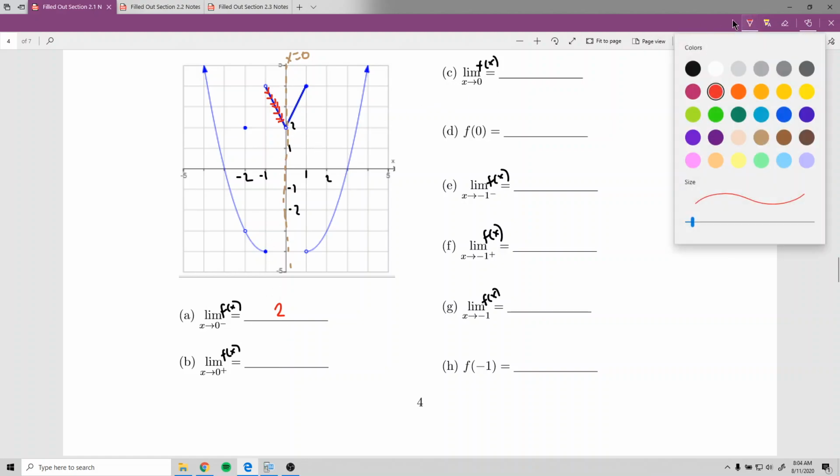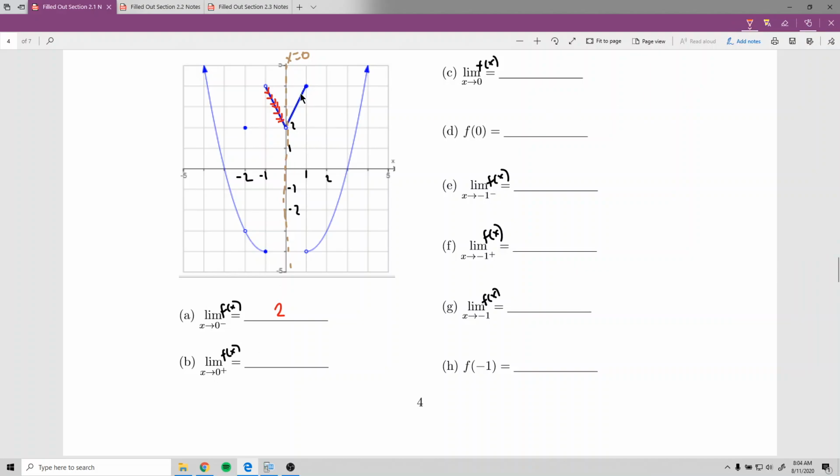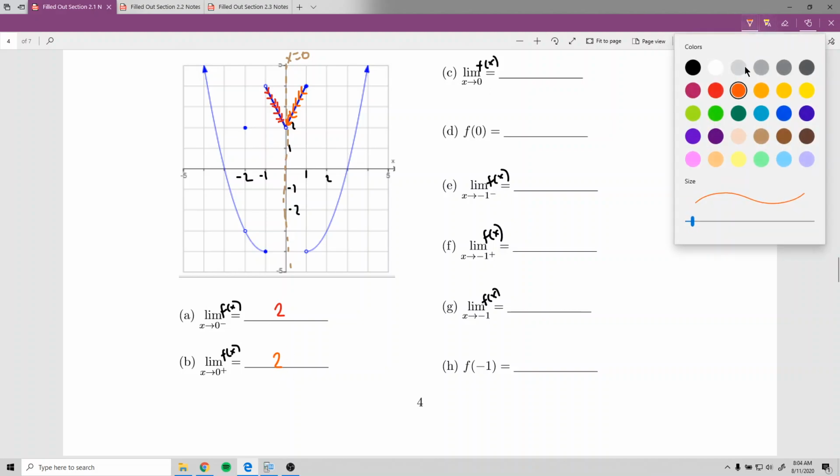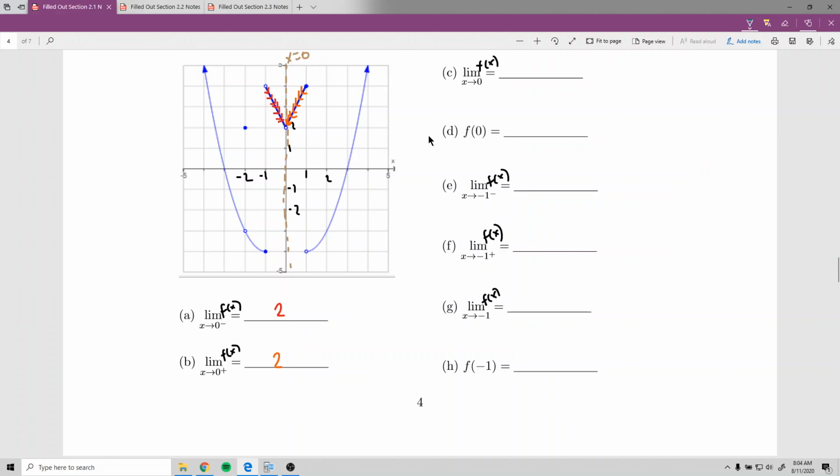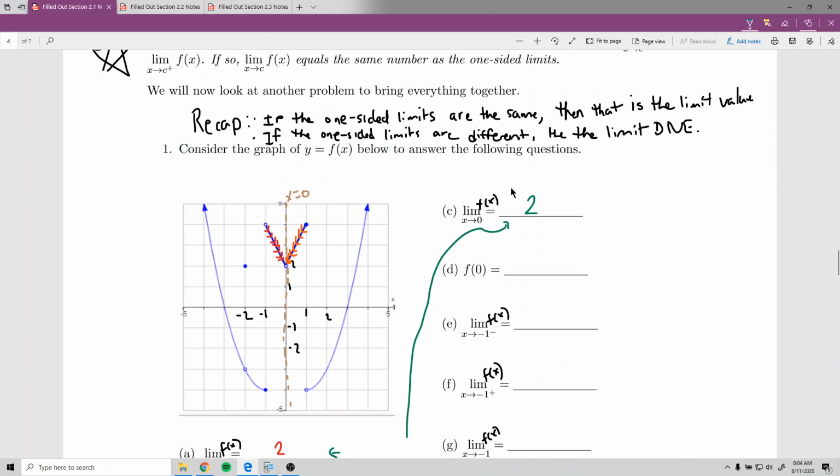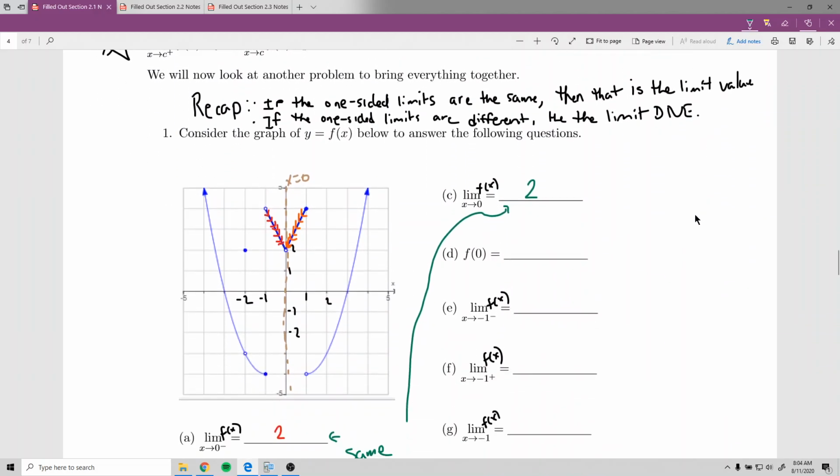Now if we walk towards x equals 0 from the right, we're going to the same y value. As you can see, we're going to 2 still. That point right there. So they're both 2. Well, what that means is the limit itself, since these are the same, for part C, the limit as x goes to 0 of f of x is also 2. Right, so anytime they approach the same number, the limit is that number. And that's our theorem from above. And if the one-sided limits are the same, then that is the limit value.